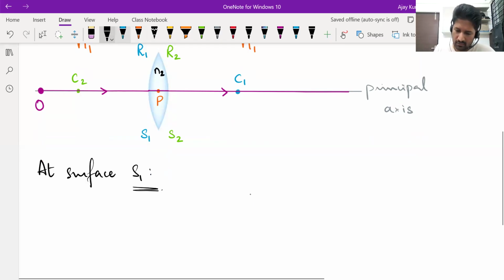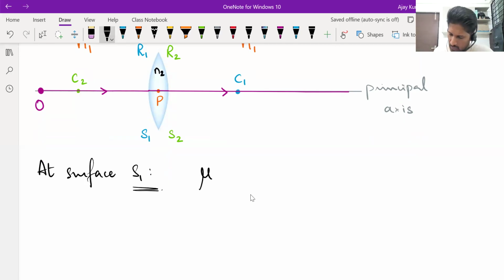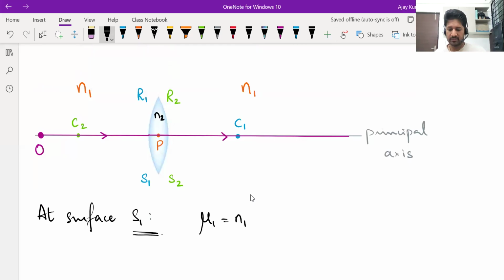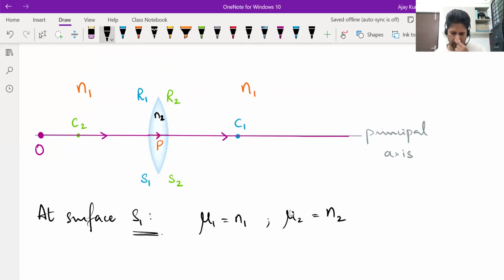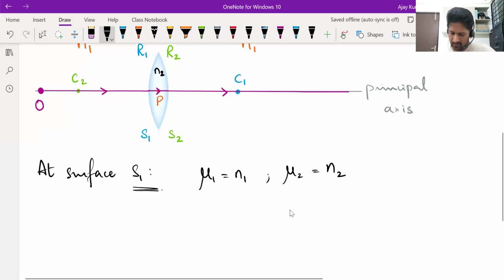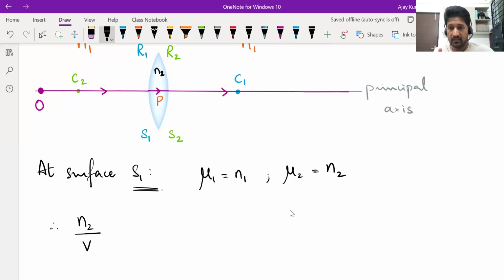Okay. So for surface S1, mu1 will be N1 itself, because for surface S1, the incident ray is traveling outside. The refracted ray is inside the lens. So mu1 will be N1 and mu2 will be N2 for the first refraction. And the radius of curvature is R1 for that surface. Therefore, you can write mu2 by V. This V is the image distance from the first surface. This is not the final image. This is the image formed by the first refraction. So we are going to call it VT, temporary image.